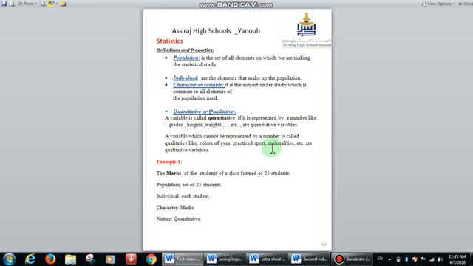Let's start with the first example. The marks of students of a class formed of 25 students. What is the population in this case? Population is about whom the study is done. It was about a set of 25 students. The individual is each student in this study. Character, about what was the statistical study done, about marks. What is its nature? Since marks represent numbers, then it is quantitative.